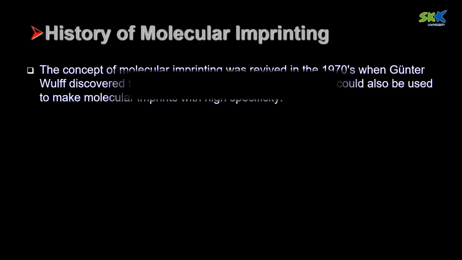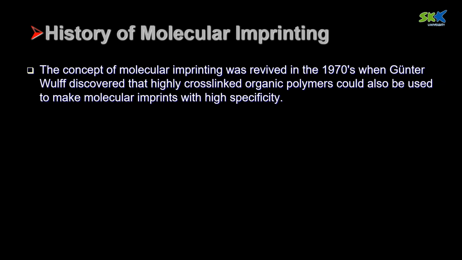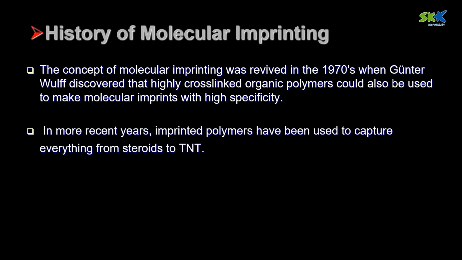Then, by the beginning of the 70s of the last century, a German researcher called Wulff discovered that highly cross-linked organic polymers could be used to make molecular imprints with high specificity. That means they could play the same role as biological receptors to biological molecules. And recently, molecularly imprinted polymers have been used to capture everything, from strains to TNT, that means from small molecules to large molecules, even macromolecules.